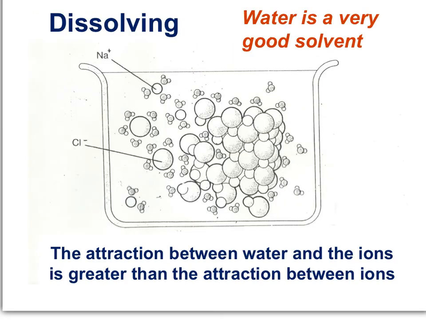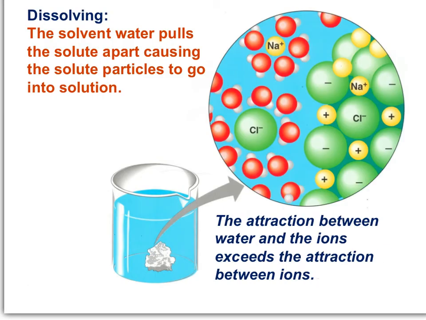Water's polarity makes water a very good solvent. Water's slight charges pull and tug at the charges on other polar molecules or charged particles such as ions. The attraction between water and the ions is greater than the attraction between ions, and this results in the ions dissolving, going into solution. This is a nice diagram that displays the relationship between the water and the solute being dissolved.